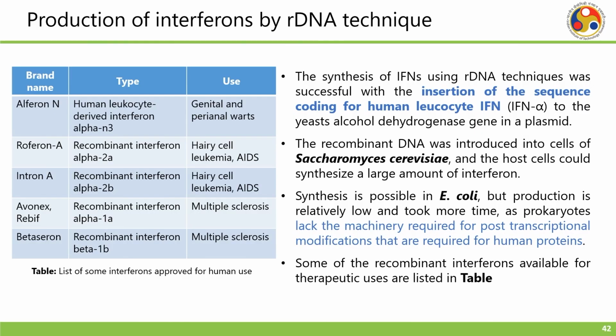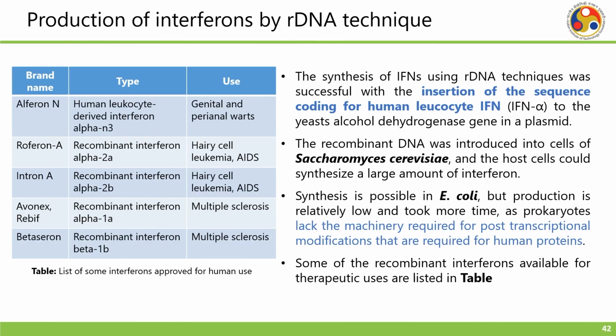So, the brand name is Alferon N. This is a human leukocyte derived interferon alpha, and it is used against genital and perineal warts. Then you have Roferon A, which is recombinant interferon alpha 2A. It is used against hairy cell leukemia and also in acquired immunodeficiency syndrome. Then you have Intron A, which is recombinant interferon alpha 2B, against hairy cell leukemia and AIDS.